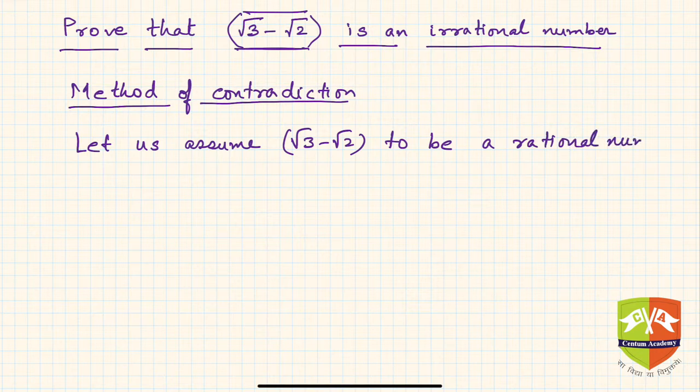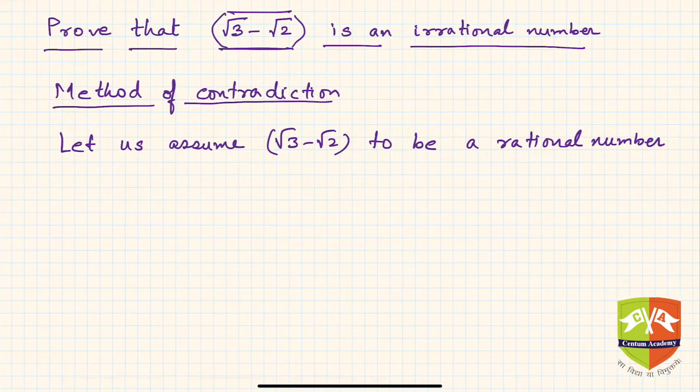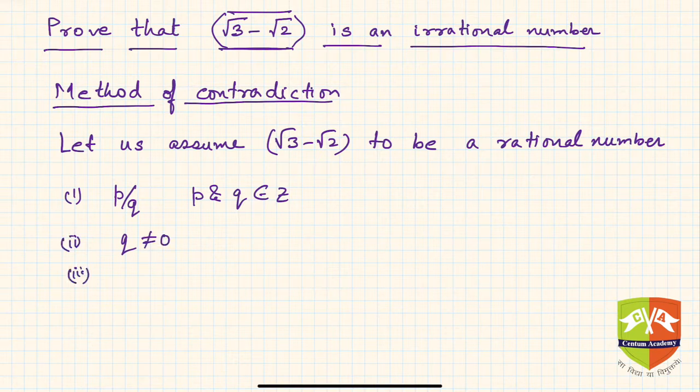Okay, why are we doing it? So that we will eventually contradict this assertion, and then by logic it will automatically become an irrational number. The moment we say it is a rational number, we know that a rational number has three criteria. One is it must be expressed in the form p by q, where p and q are integers, and q must not be equal to 0. That's condition number 2. And condition number 3 is that the GCD or HCF of p and q is equal to 1.